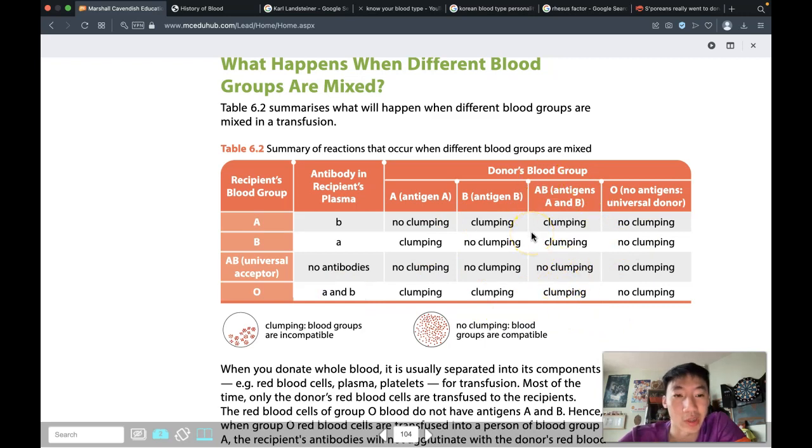Okay, so sorry, I got very distracted there, and I want to finish talking about the recipient blood group A. So if you have a donor whose blood group is O, this is very good, right?